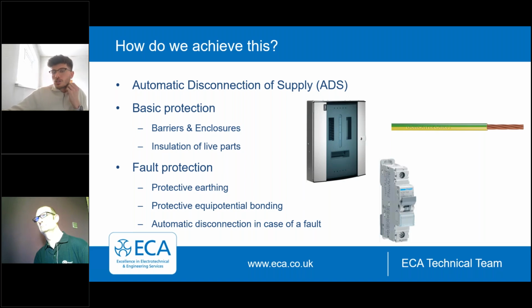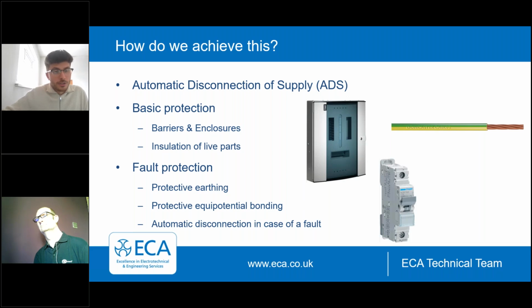So we generally achieve our fundamental rule of protection against shock by using automatic disconnection of supply. It's our most common protective measure. So automatic disconnection of supply is broken down into two elements. We have what we call basic protection, and we have fault protection. So basic protection is provided by barriers and enclosures, as well as the insulation around live conductors or live parts like our conductors. So we have an example here of an enclosure, an image Hager have kindly allowed us to use, of an enclosure being a distribution board here.